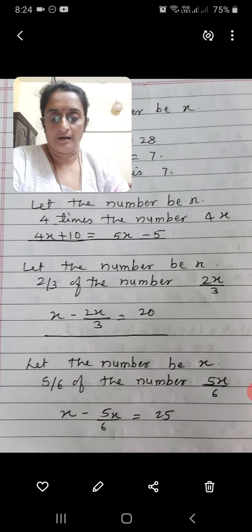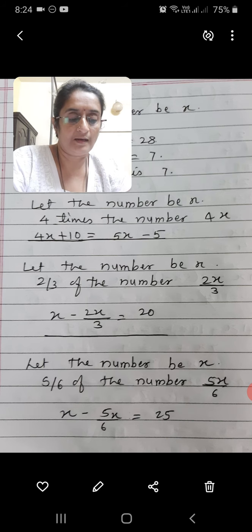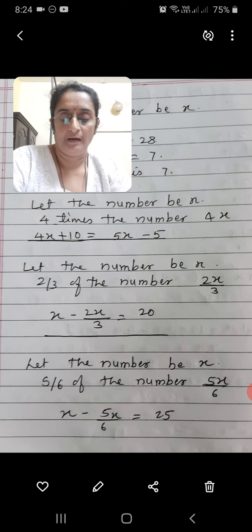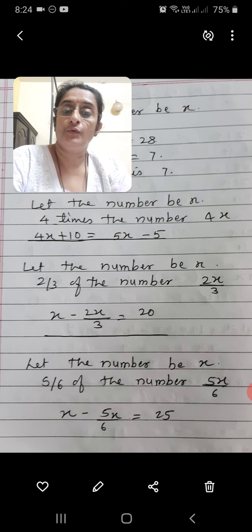Now let us go to the second question. If 10 be added to 4 times a certain number, the result is 5 less than 5 times the number. Find the number. Now we don't know the number, so we consider that number as x. Now what you have to do? You have to make it 4 times. When you make it 4 times, that gives us 4x. And if you add 10 to that, it will be 4x plus 10.